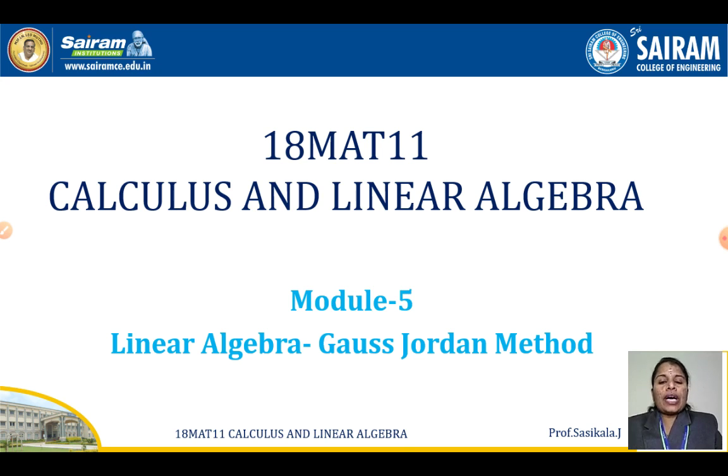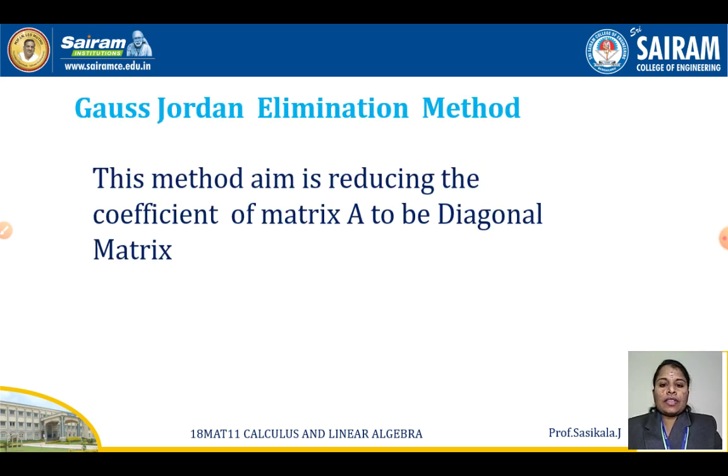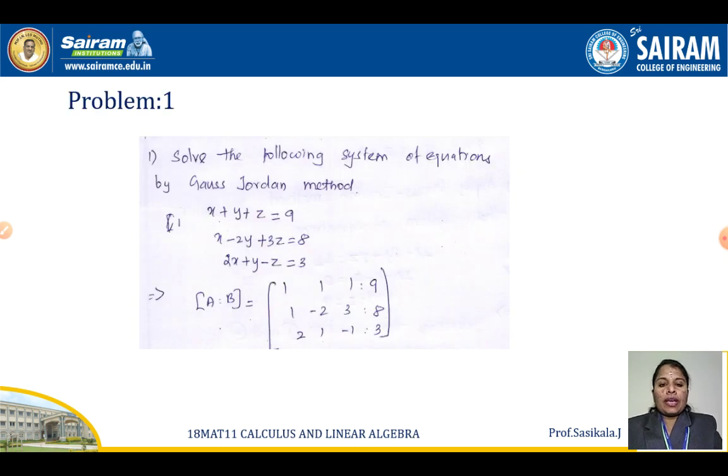The aim of the Gauss elimination method is to make an upper triangular matrix. Here, the aim of the Gauss-Jordan method is to reduce the coefficient matrix A to a diagonal matrix. First, the same elimination process we followed in the Gauss elimination method to get the upper triangular form, we will follow here also. Once you reach that, the same way, we are going to make it a diagonal matrix. We'll go with an example to understand how we make a diagonal matrix.